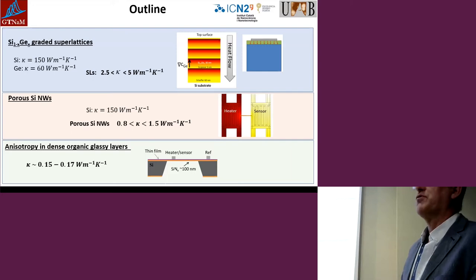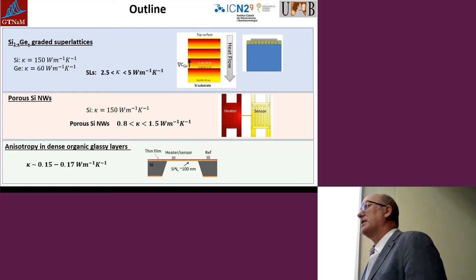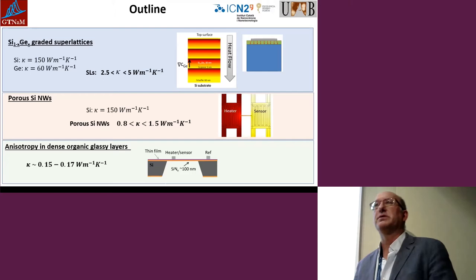And basically, I'm going to show you how with these materials we can reach very low levels of thermal conductivity by just impacting on the phonon transport by using different systems, either superlattices, mass gradients, porosity, or by introducing disorder in this organic system. So I basically will try to show you some of the results that we have in the lab.